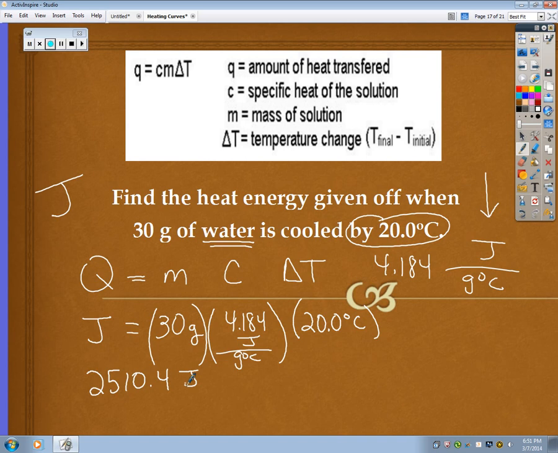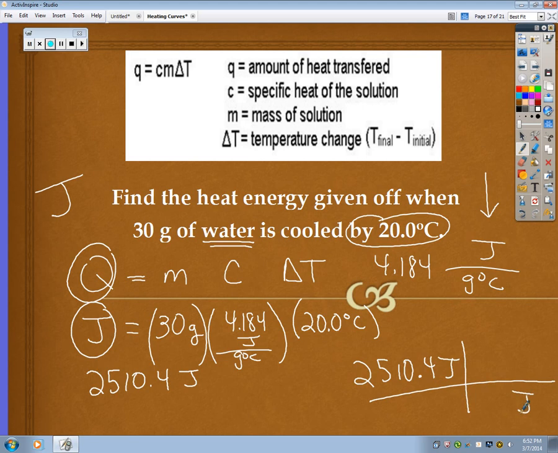Now what if I wanted that in kilojoules? 2510.4. It's always in joules because Q is in joules because specific heat is in joules. What if I wanted to change that from joules to kilojoules? Joules goes down here, kilojoules is here. This is bigger. There's 1,000 in it. So I'm going to actually move my decimal over 3 places, which you know when you do your King Henry died, right? You're going to take your decimal and go 1, 2, 3 places that way. 2.51 kilojoules.